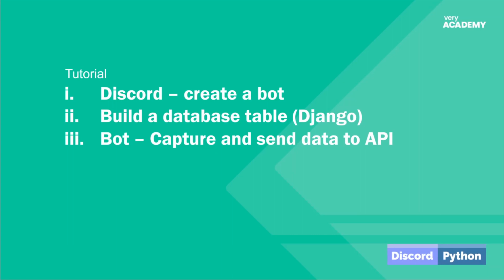First of all, I need to recreate a new bot for my channel because I deleted the old one. And then in Django, we're going to build a new database table to store all the users and the amount of points that they have. And then we go ahead and have a look at the bot code so that we can capture and then send the data, the user's answers and the quiz question points, to our backend, our Django API, so that it records the answers.